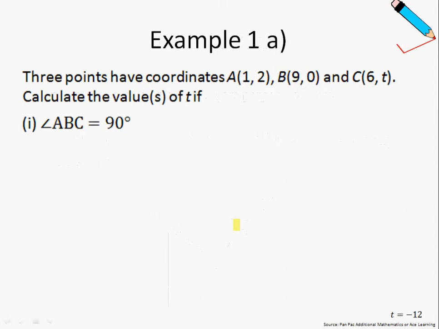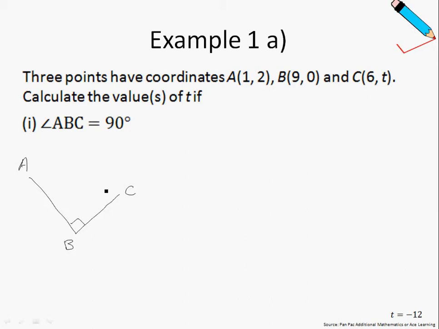Let's go straight to example 1a. Three points have coordinates A, B, and C respectively. Calculate the values of t if angle ABC equals 90 degrees. So, if ABC equals 90 degrees, I'll draw a very simple diagram. That doesn't really look like 90 degrees, so let me redraw this a little bit. This looks a little better. This is B and this is C. So angle ABC is 90 degrees.